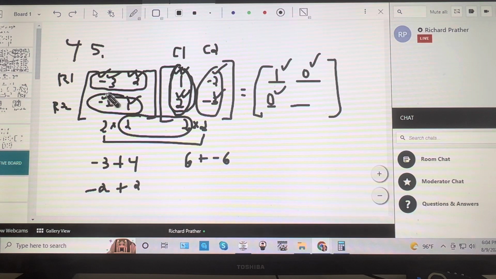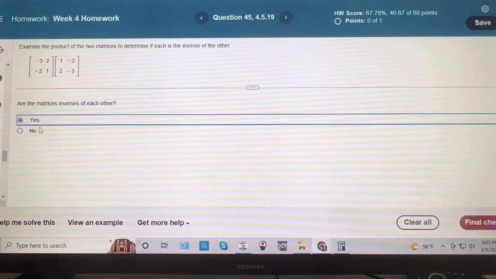And finally, row 2 with column 2. Negative 2 times negative 2 is positive 4. 1 times negative 3 is negative 3. 4 plus negative 3 is 1. So yeah, these are inverses of each other because when I multiplied them, I got the identity matrix. That's how you say yes to this.